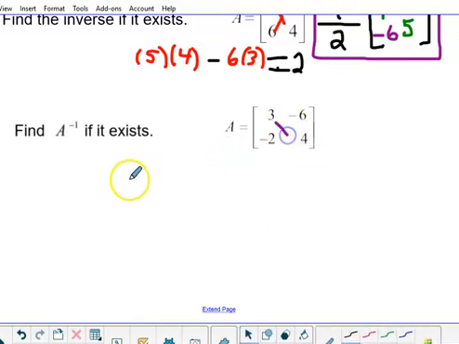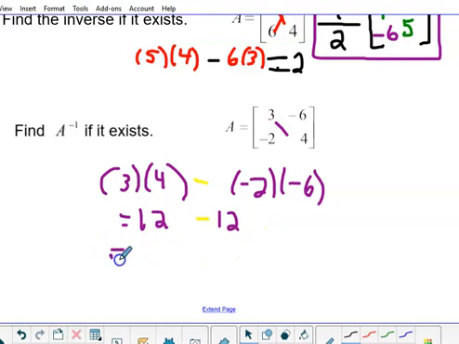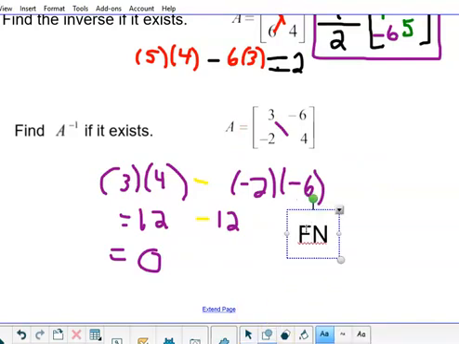So we're going to start by downs. This is 3 times 4. And we're going to do the ups. -2 times -6. Maybe you can see already what's going to happen here: we end up with 12 minus 12, because -2 times -6 is positive 12, and 12 minus 12 is 0. So in this case, we're going to say there is no determinant. It doesn't exist.